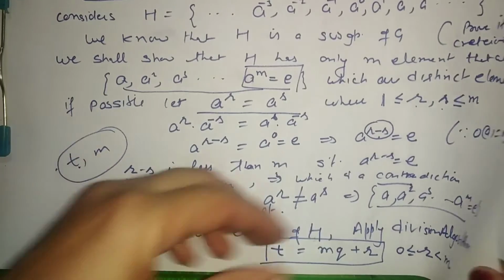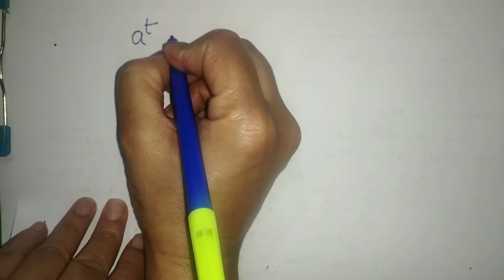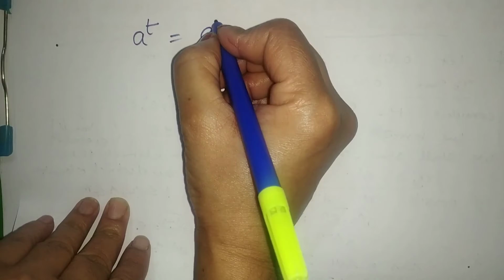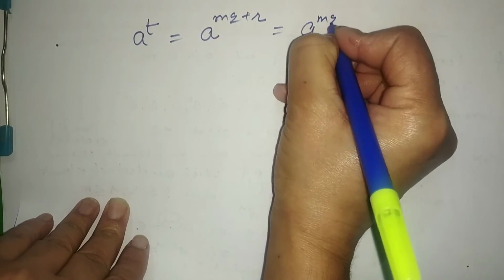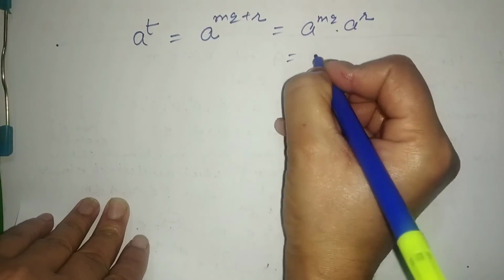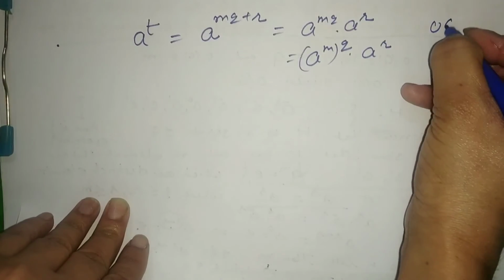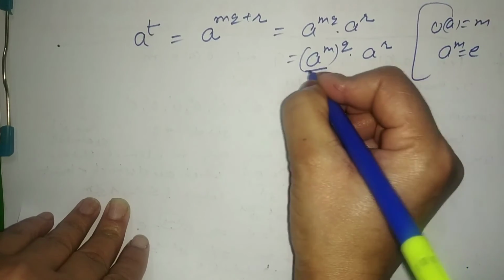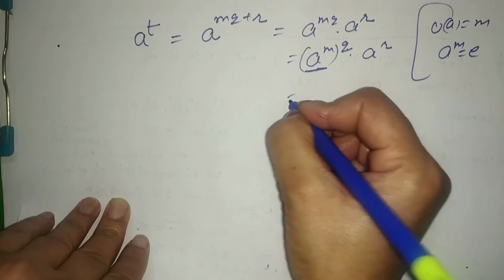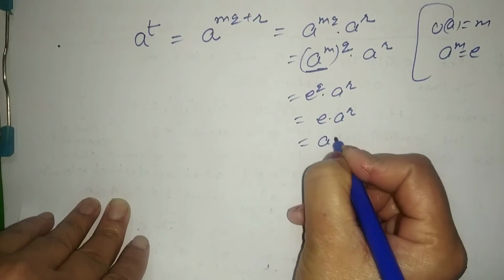Now we will see what a raised to power t will become after this. So a raised to power t is equal to a raised to power mq plus r. According to the division algorithm it can be written as a raised to power m, raised to power q, times a raised to power r. Because the order of a is m, it means a raised to power m is identity. So this is identity raised to power q, it is again identity, and identity into a^r is a^r.